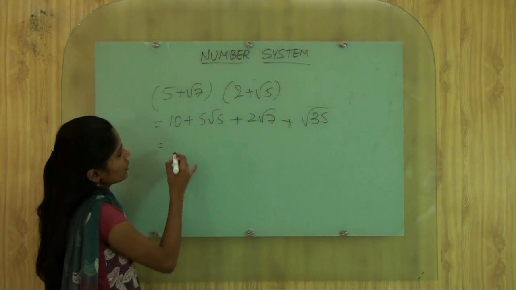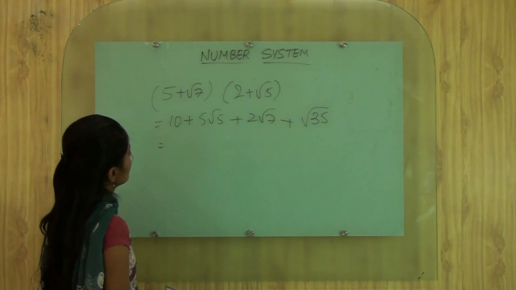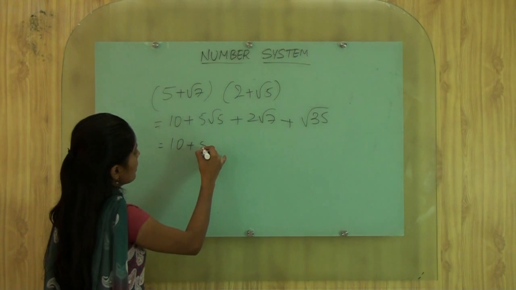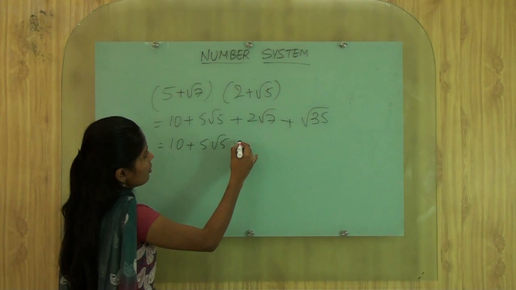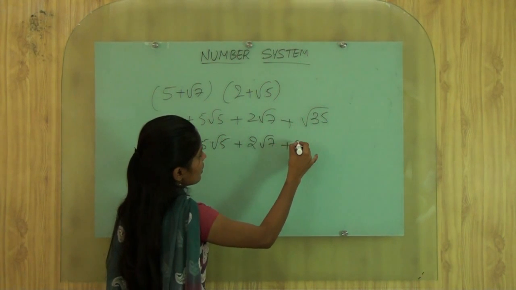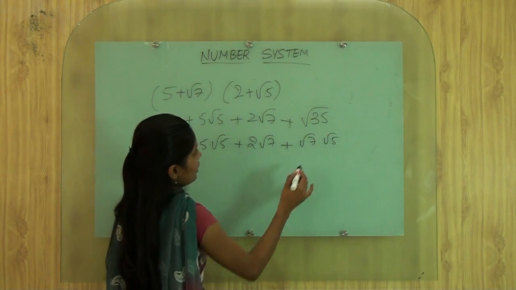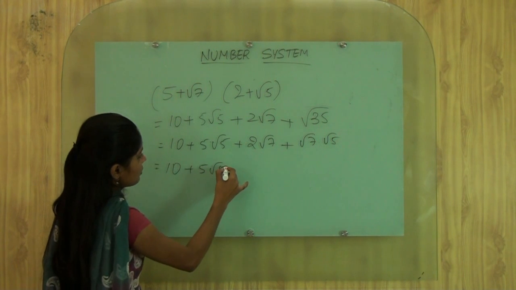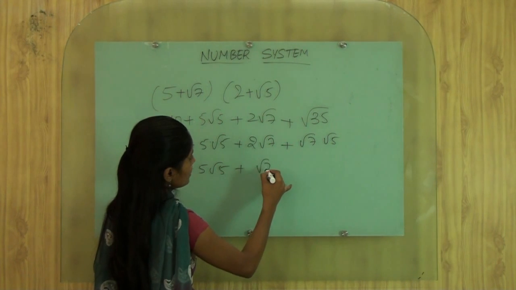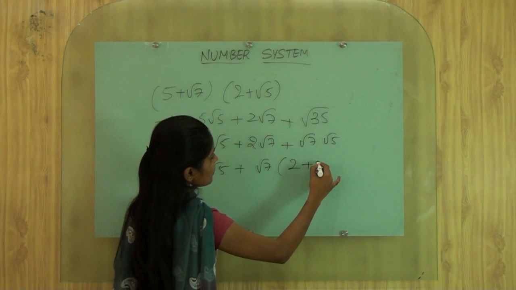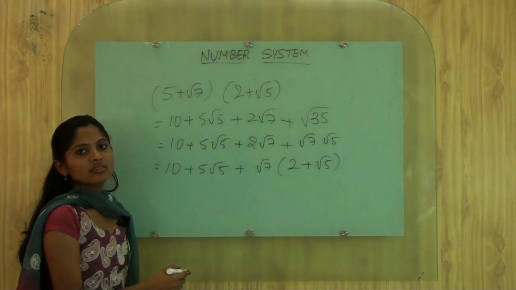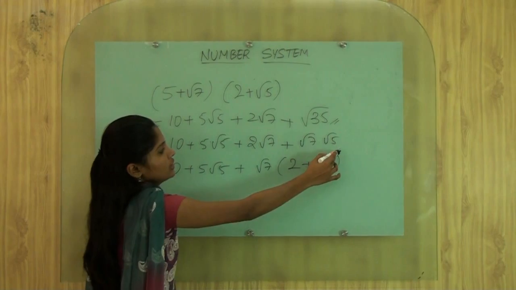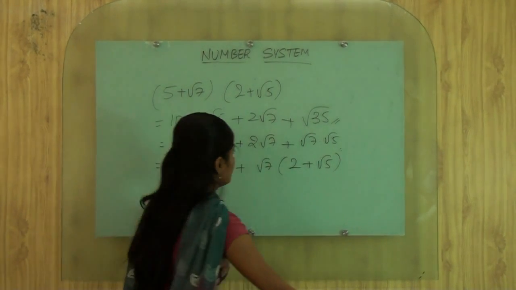Okay. Now you can simplify this. That is 10 plus, as you don't have any common factors, you can write it as root 7 into root 5. If you want, you can take it as a common. 10 plus 5 root 5 plus, here root 7 you have common, then it becomes 2 plus root 5. You can simplify again, or else you can stop it here. This is how you simplify the equation.